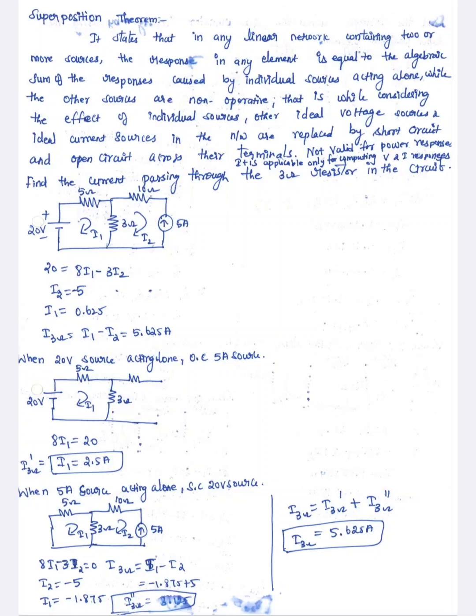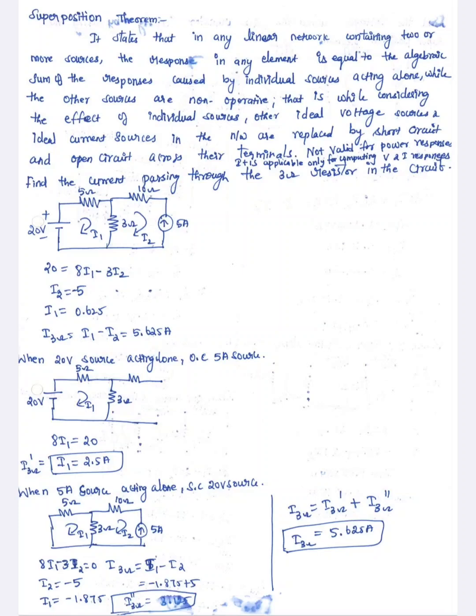Okay. So here we can look at the example numerical problem. What is the problem given? Problem statement: find the current passing through the 3 ohm resistor in the circuit. So we need to find the current flowing through the 3 ohm resistor. The response is current here, and the element is the 3 ohm resistor. So we need to apply the superposition theorem for this one.